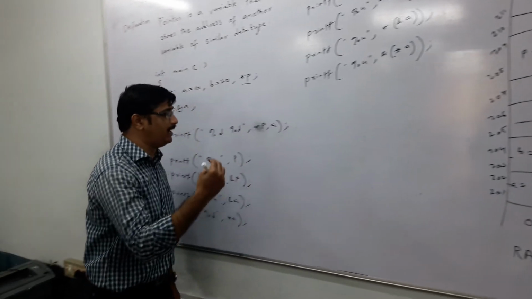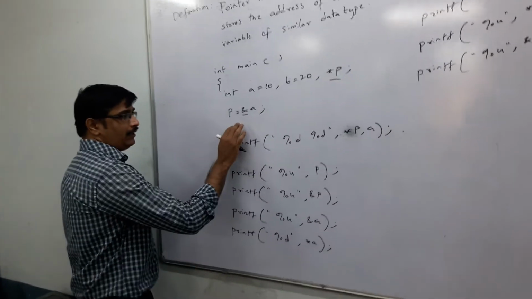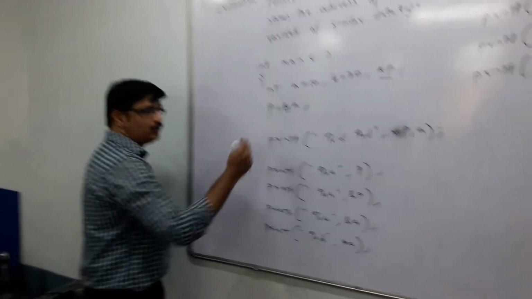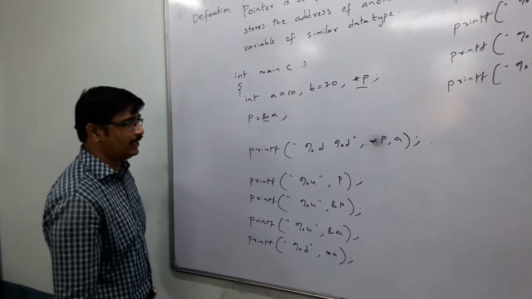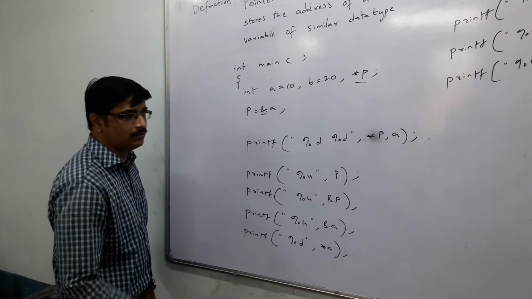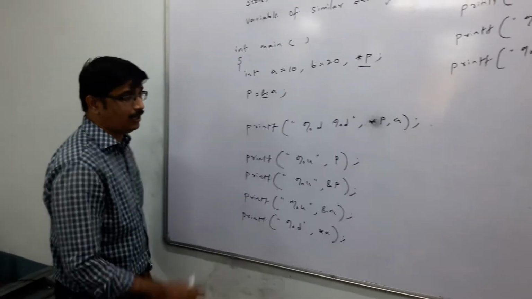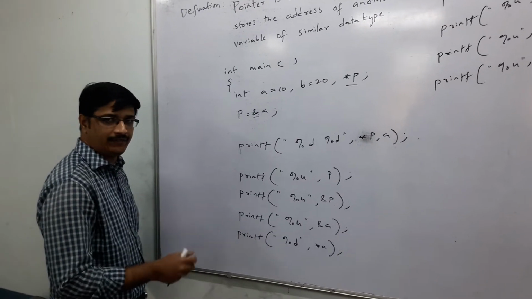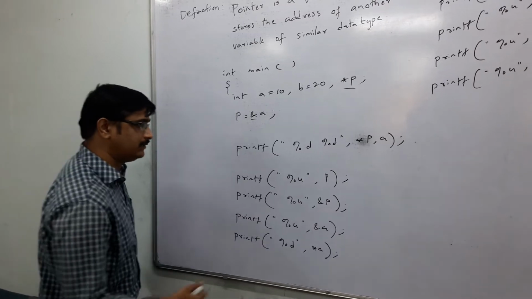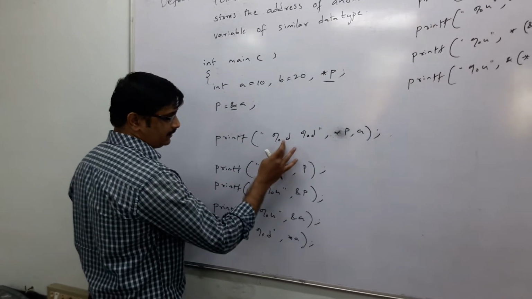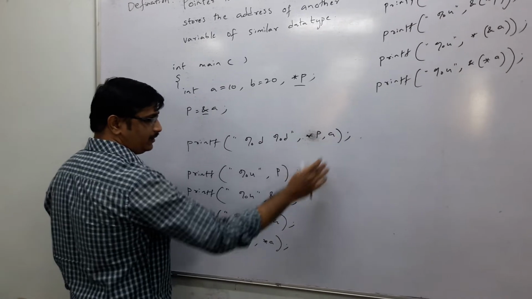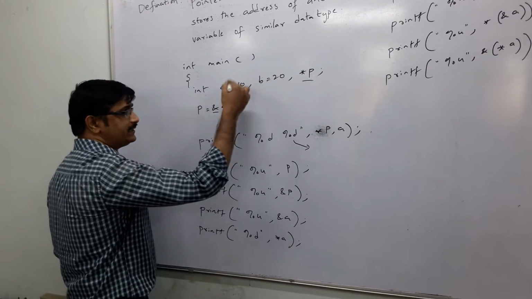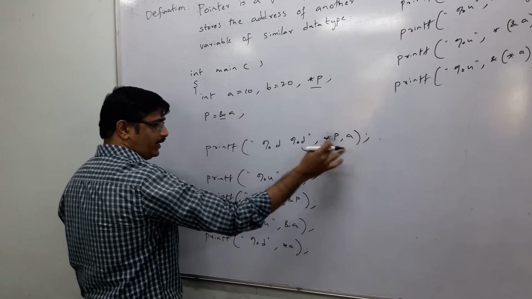Okay, now let us come back here. After storing the address of a variable into the pointer variable p, let us see certain printfs to get more clarity about how we can manipulate the value of a without using the variable a. We will be manipulating everything using the pointer variable p. That is something like this: printf percent d, star p and star a. What is this star p? The a is clear, it is going to print 10. But what is it going to print here?